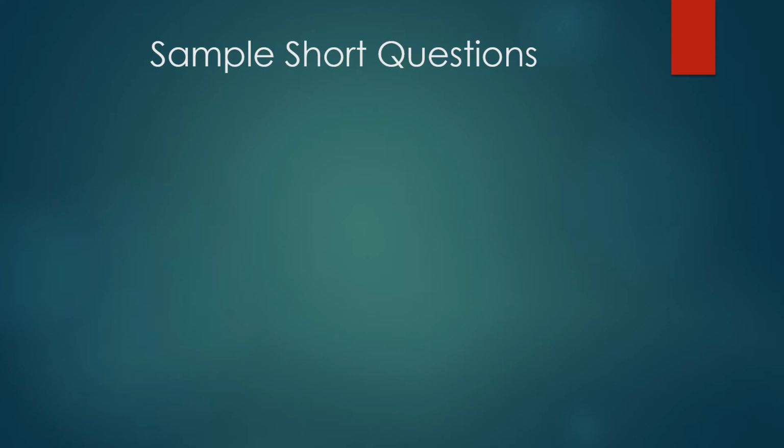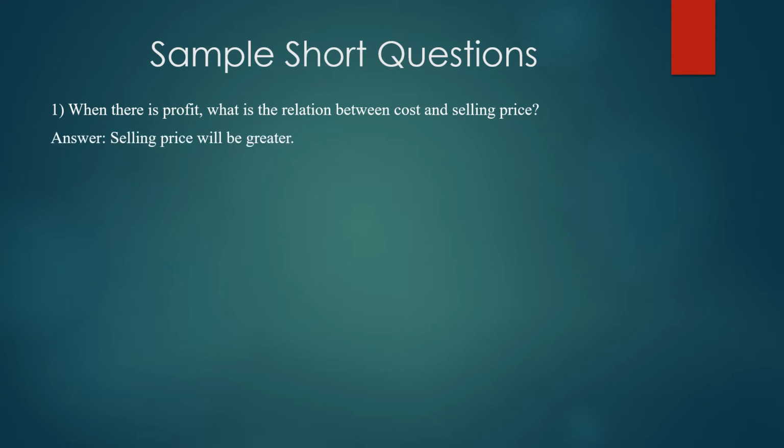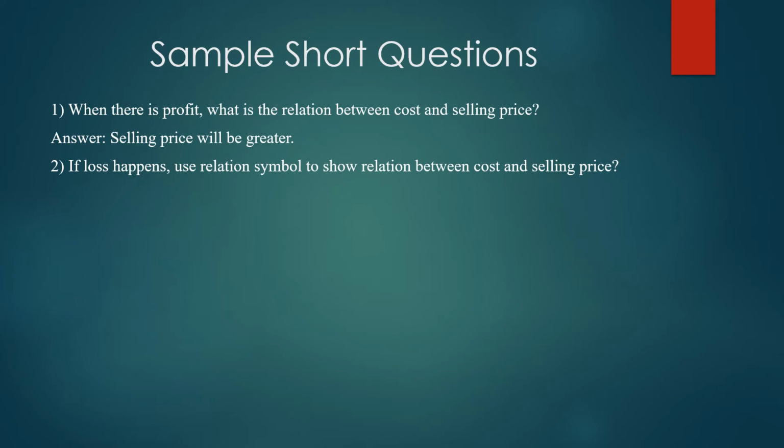There are some sample short questions which are also important as part of structured questions. 1. When there is profit, what is the relation between cost and selling price? Answer: selling price will be greater than the cost price. 2. When loss happens, use relation symbol to show the relation between cost and selling price. Answer: cost price is greater than selling price.